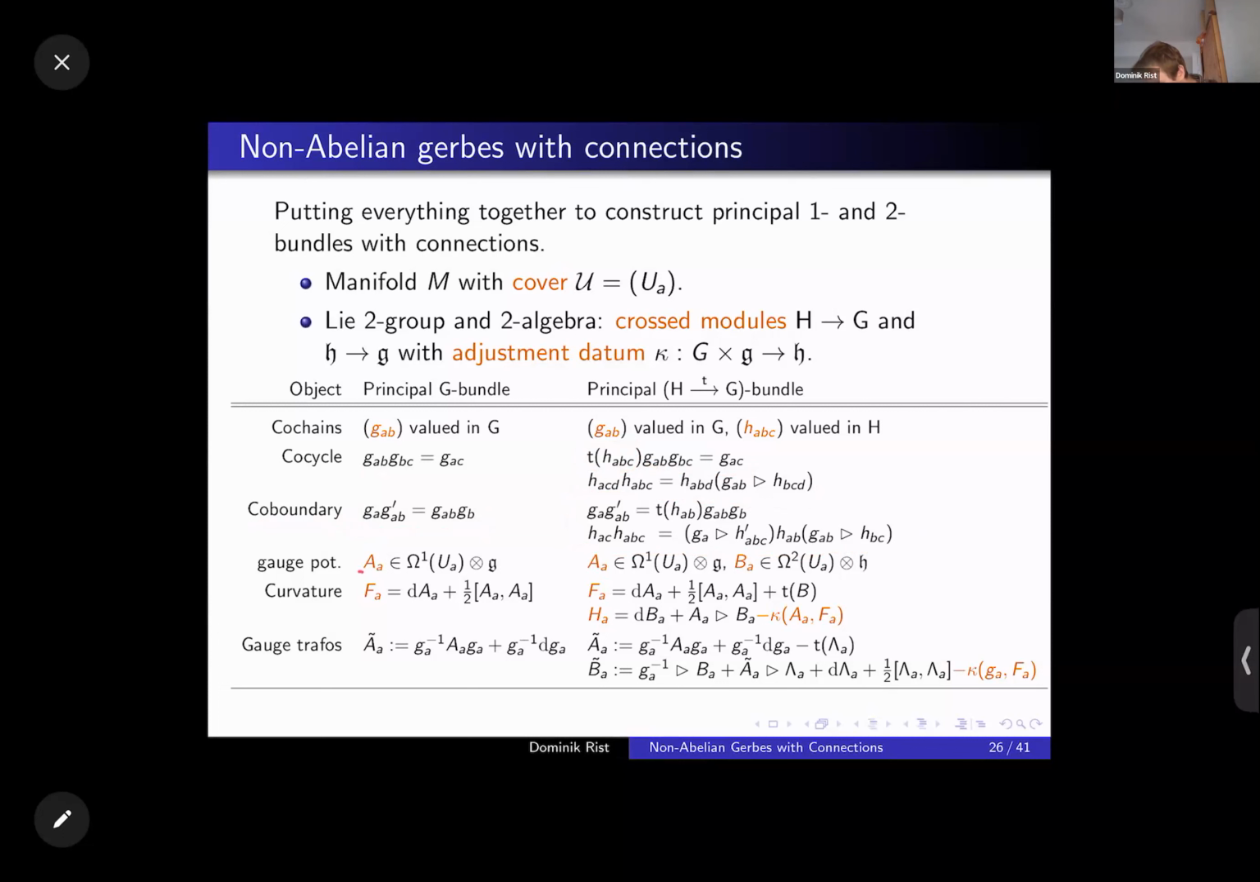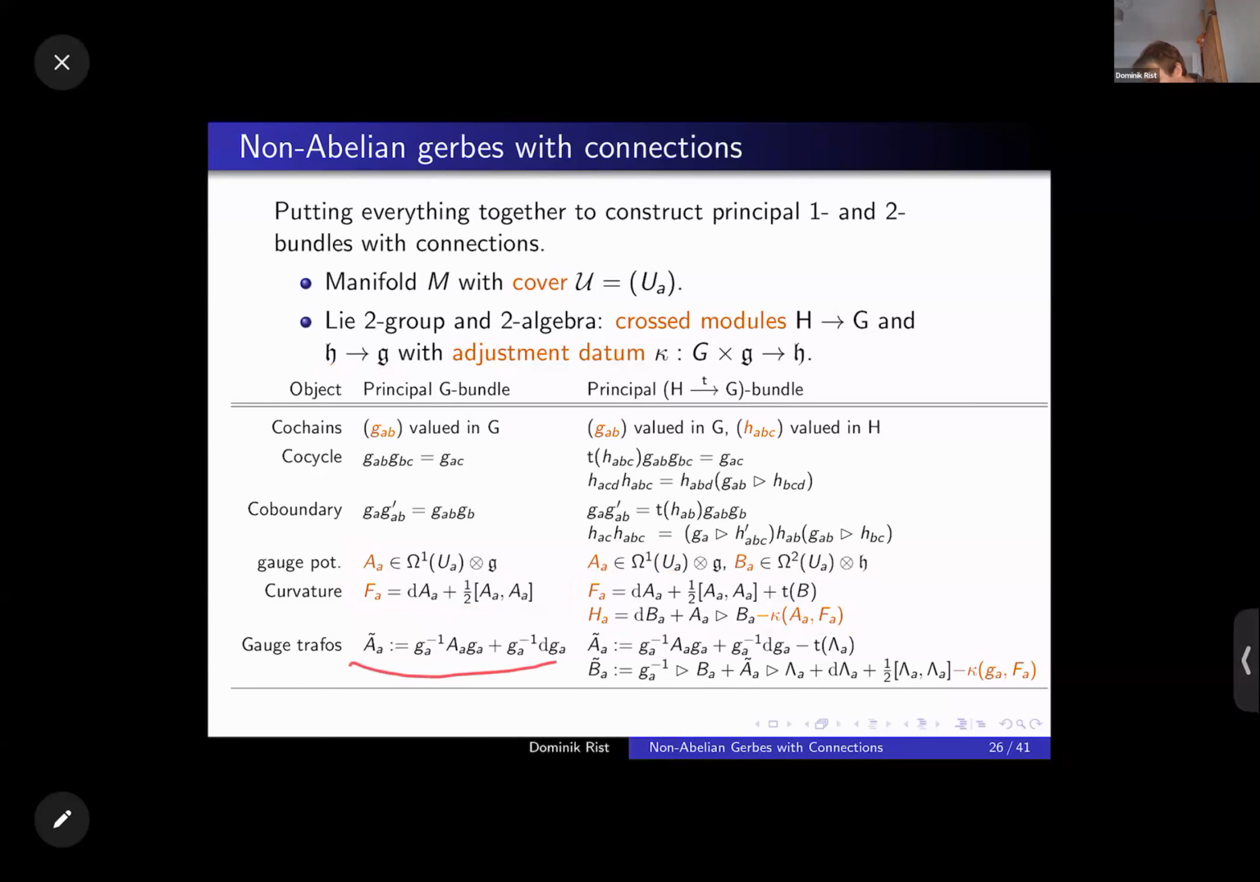So for principal G-bundles, we had the connection 1-forms valued in the Lie algebra of G and its associated curvature on each patch. On each patch UA, I have locally such a 1-form, which has to be glued appropriately on intersections. I'll show you these formulas in the next slide, how to glue this properly. In the case of principal 2-bundles, I have a connection 1-form valued in G, and a connection 2-form valued in H. Both of these are on particular patches, and I also have the curvatures, which are the same formulas as in the previous slide, so nothing new here.